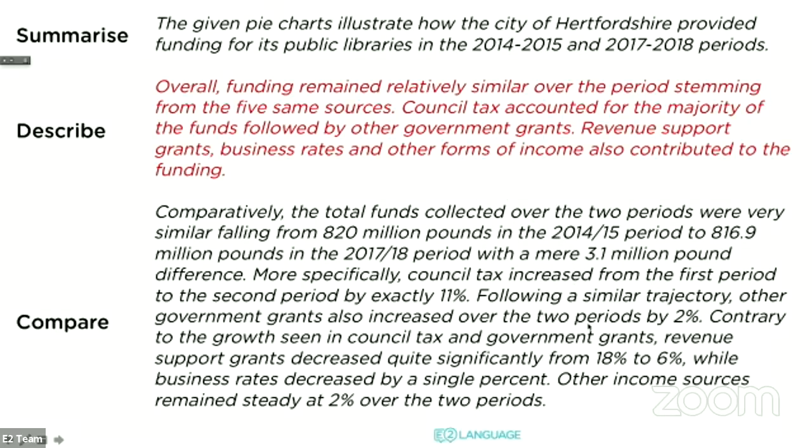Mine says this: overall, funding remained relatively similar over the period stemming from the 5 same sources. Council tax accounted for the majority of the funds, followed by other government grants. Revenue support grants, business rates, and other forms of income also contributed to the funding. See how I've used the word funding, funding, funding? There's no synonym for it. Cool. Let me show you how I did that.